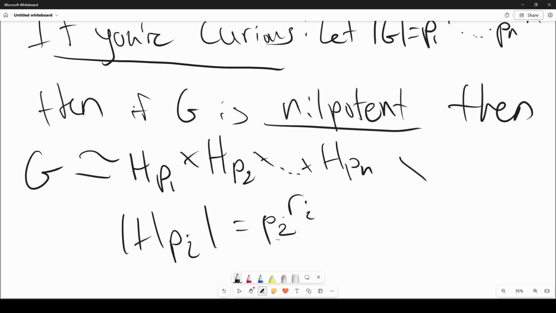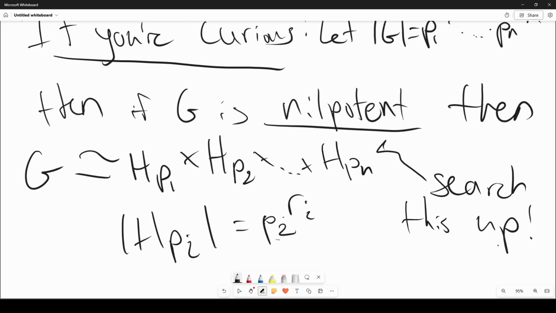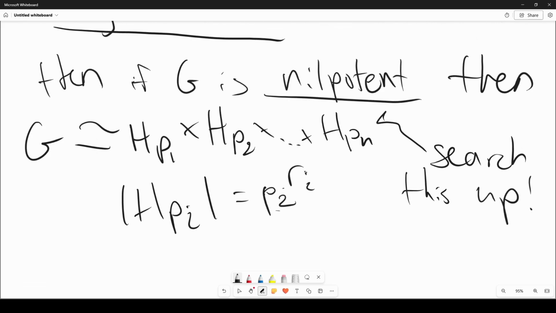And I recommend searching up what nilpotent means. You might remember, if you've studied linear algebra, there's also a definition of nilpotent. Search this up. It's not necessarily trivial why this is the case, but it is an interesting proof if you would like to see it. So there is a way to reconcile groups with prime factorization. You just need this extra condition of G being nilpotent. And then you can write it as the product of its p-Sylow subgroups. Okay. In the next video, we'll try to prove the other Sylow theorems and do some examples. Thanks for watching.